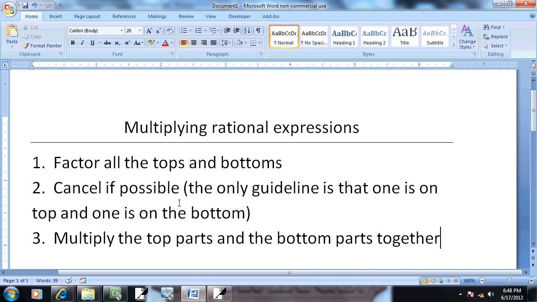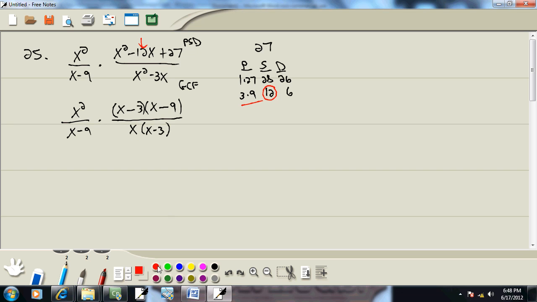Okay, cancel if possible. The only guideline is that one's on top and one's on the bottom. Now if we look at this, we're looking for items that are alike. Here's an x minus 3, here's x minus 3. One's on top, one's on the bottom. We've got x squared over x minus 9 times x minus 9 over x. Again, one's on top, one's on the bottom. They're both the same, both x minus 9s.